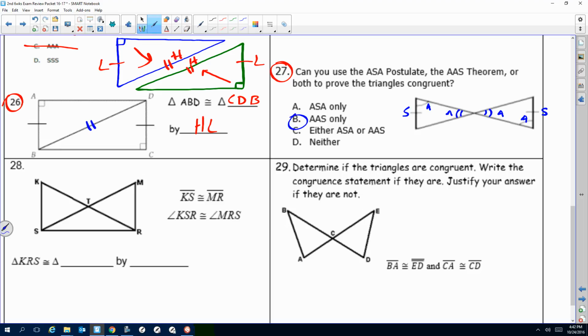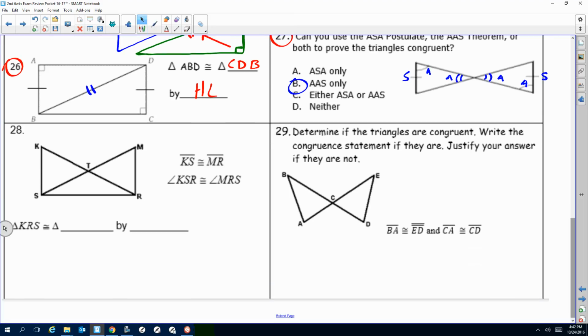The answer is B. Now, on 28 and 29, this is just some more practice to help you mark the known facts, the given information, and also identify the shared side. So KS is congruent to MR, that's a tick mark. Angle KSR, that's this angle right here, is congruent to angle MRS, that's that angle here. And then they want me to compare triangles, and I'll just go ahead and highlight this one.